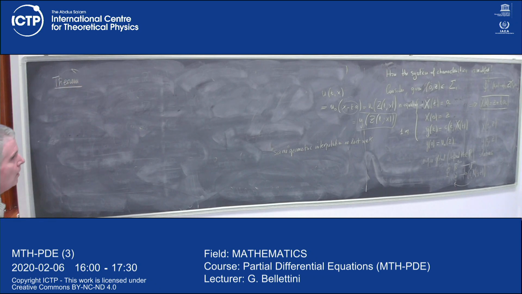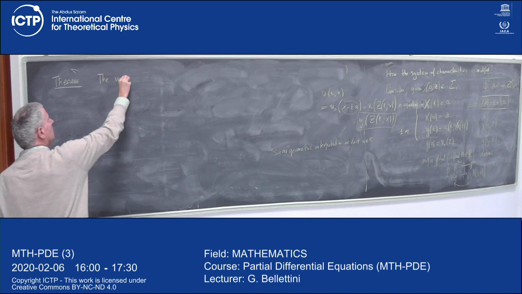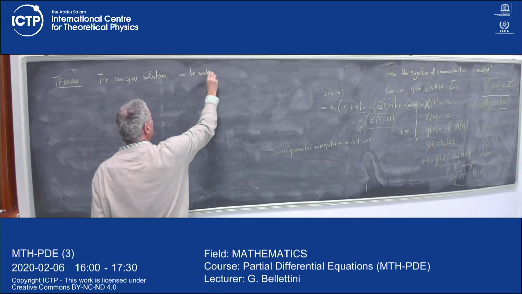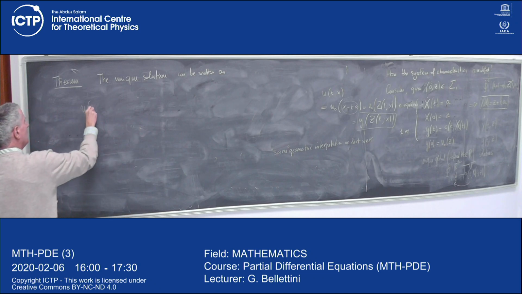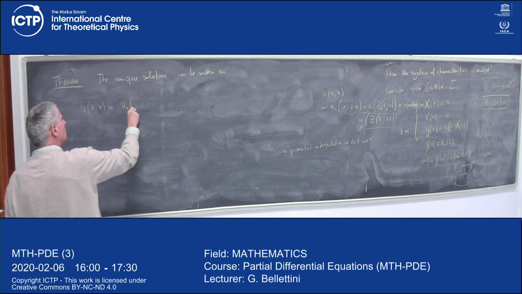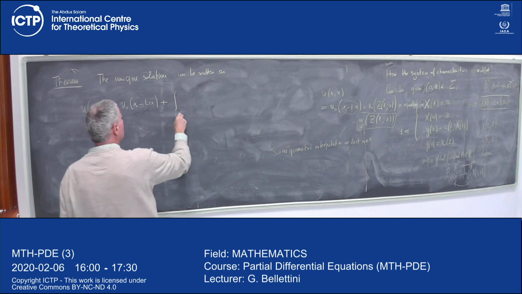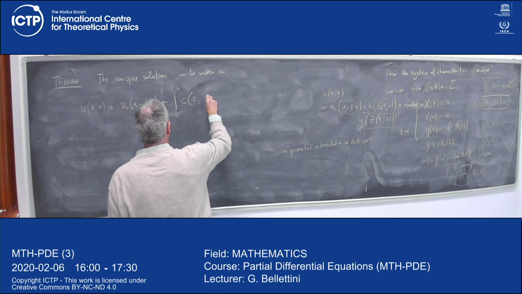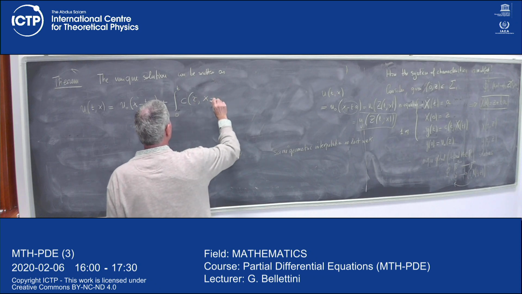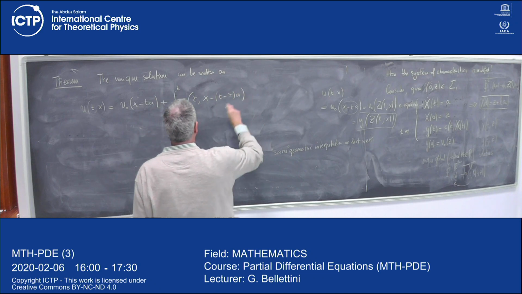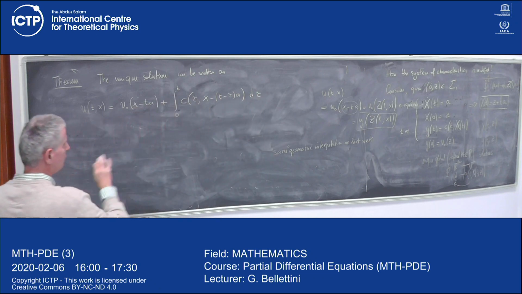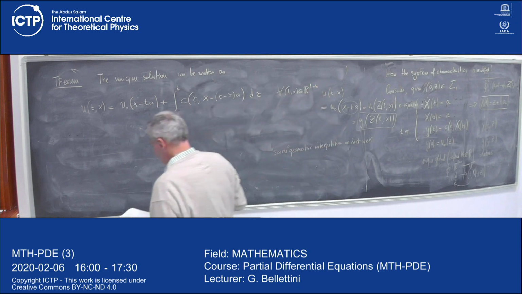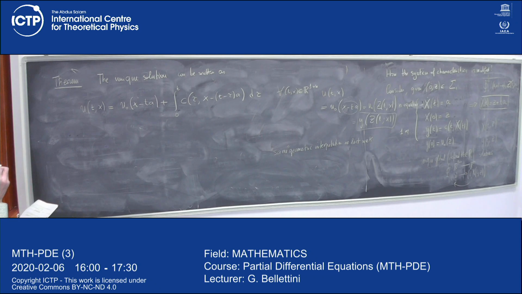So under the above assumptions, the unique solution can be written as, so we still have u of t,x equal u0 of x minus ta plus the integral, for any t and x. Now we have c of tau, I think here we have x minus a, d tau, for any t and x. Let me check the sign. Yes, I think it's correct.